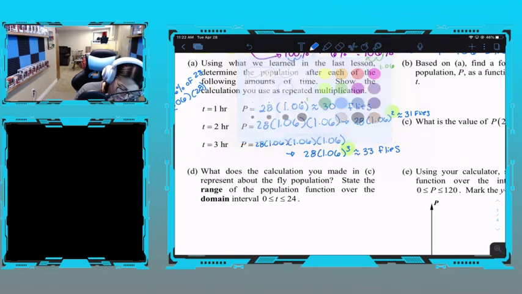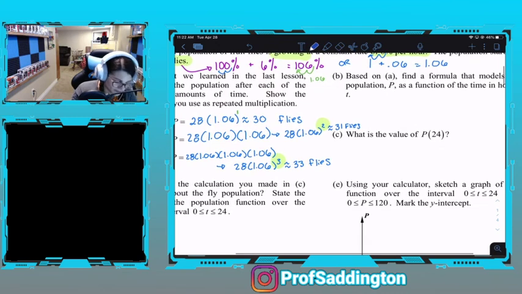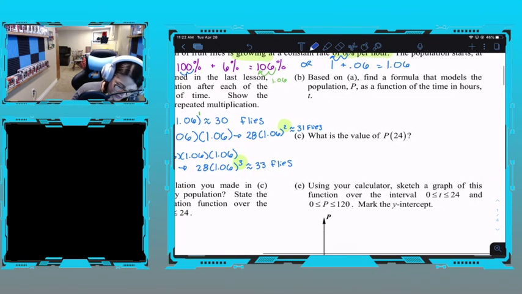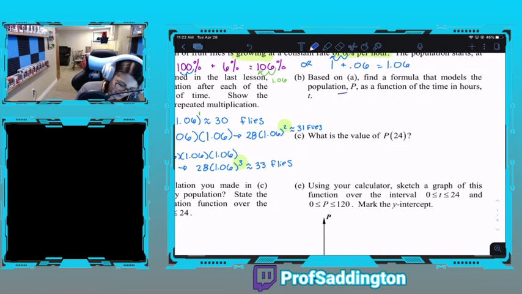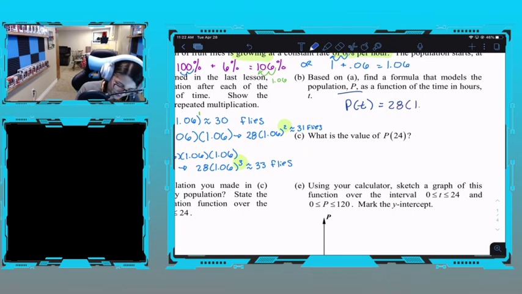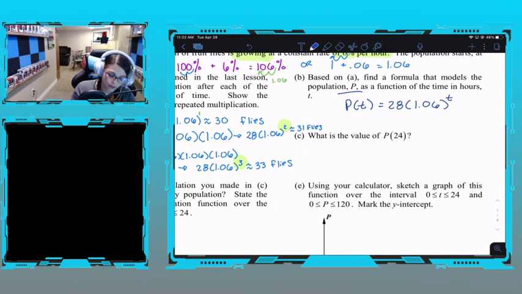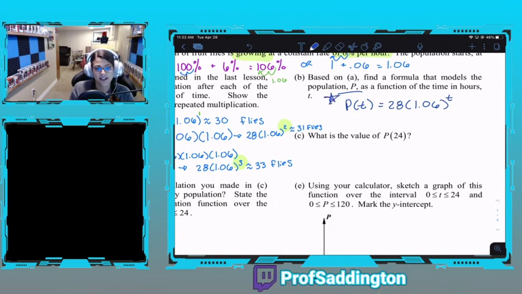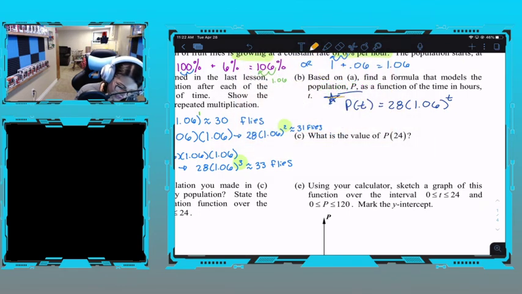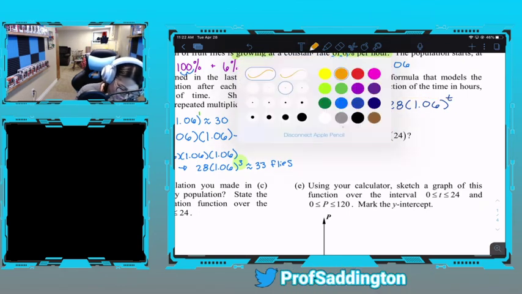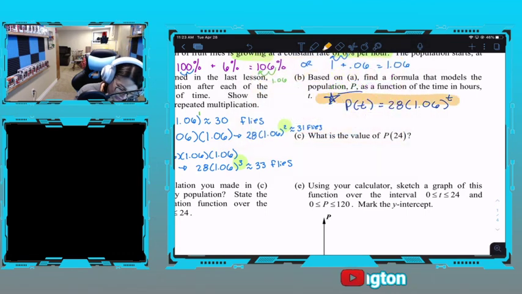So if I want to generalize this as a formula, it gives us some specific directions. Based on A, find a formula that models the population P as a function of time. So we could say P of T equals 28 times 1.06 raised to the amount of time that passed. On your homework tonight, one of them, you'll be expected to do this. So put a little star or highlight this, because you're going to get some questions like this one in your homework tonight. So refer back to that.